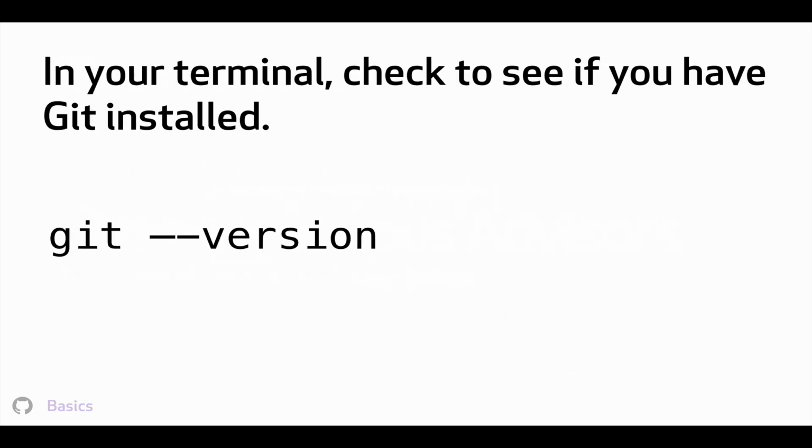So to get started, we're going to see if you have Git installed on the machine that you're working on. And I'm going to do that by typing git --version.